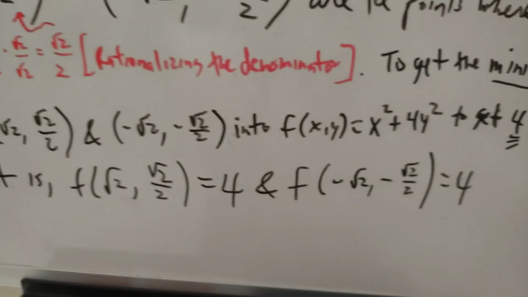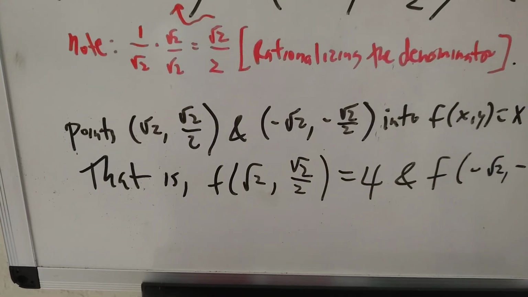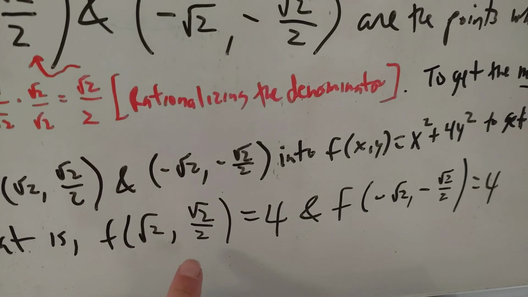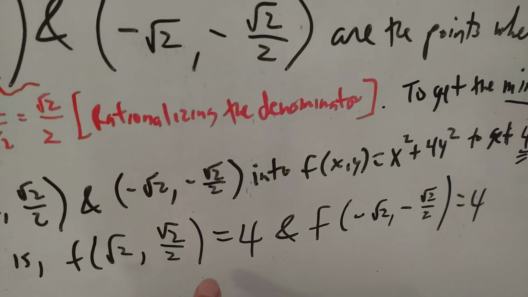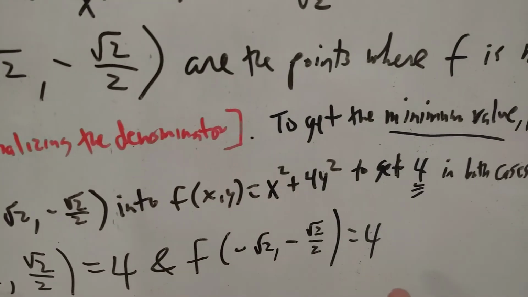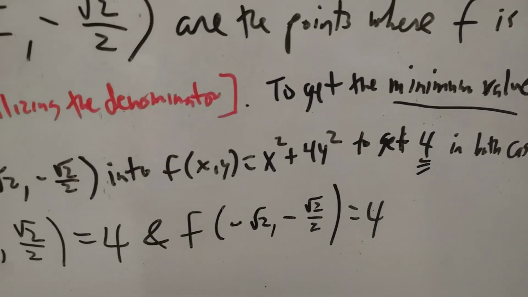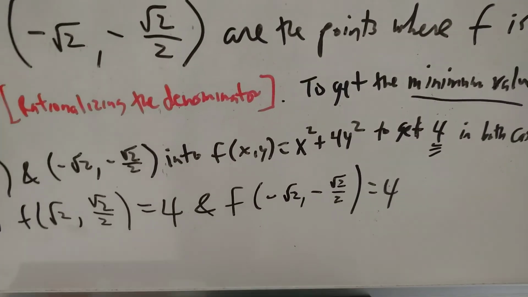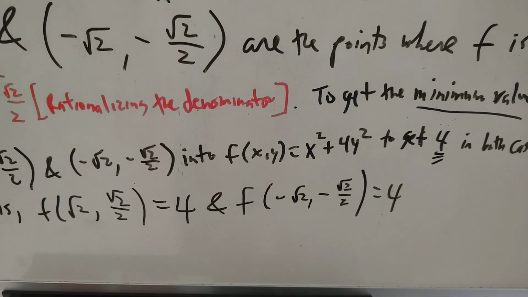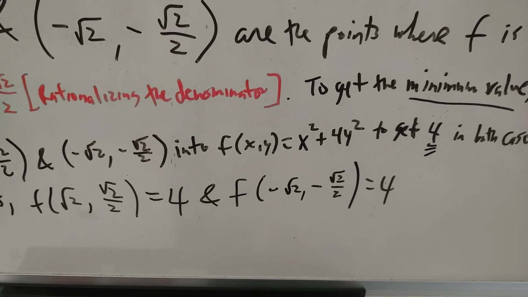So in summary, and this is our final part, the function evaluated at this ordered pair is 4, and the function evaluated at our other ordered pair is also 4. So the minimum value is 4, but where does the minimum value occur? At those 2 points, square root of 2, comma, square root of 2 over 2, and negative square root of 2, comma, negative square root of 2 over 2.